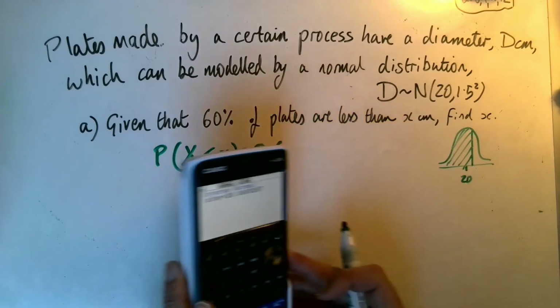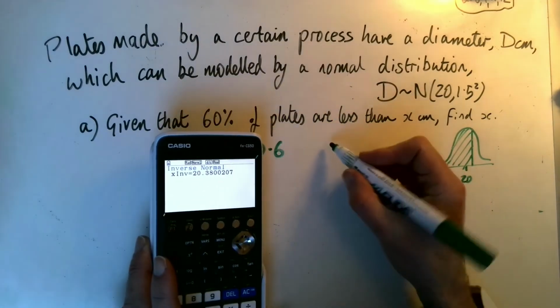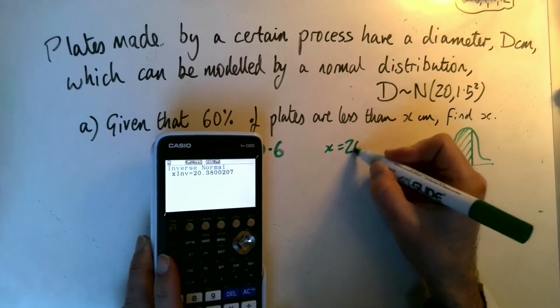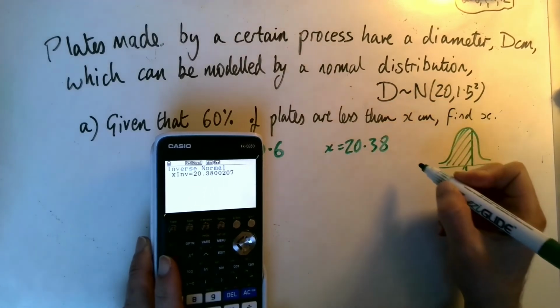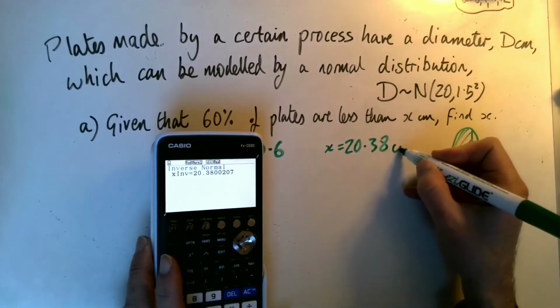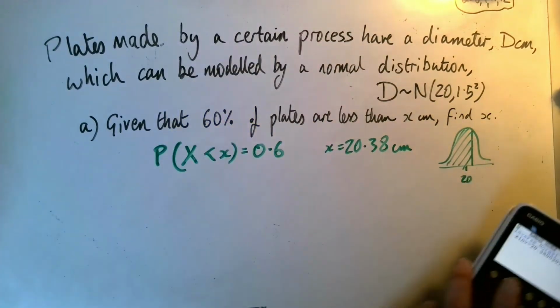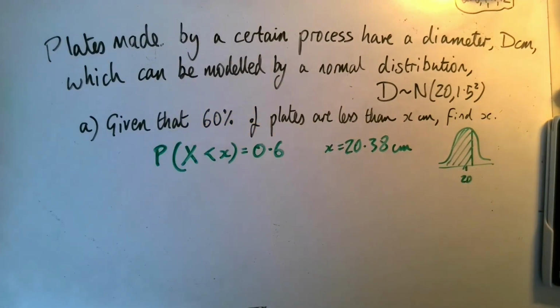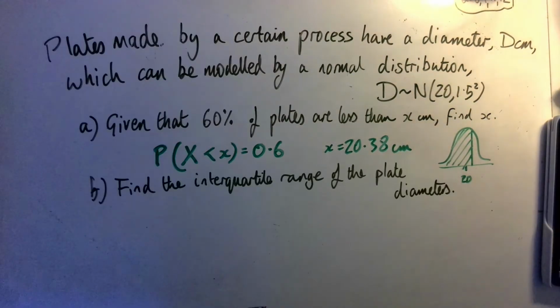And that's giving us an x of 20.38 centimeters to 2 decimal places. In an exam, 3 significant figures unless they tell you. On to so that's your first part. Second part's coming up. As soon as you see it, pause it and have a go.